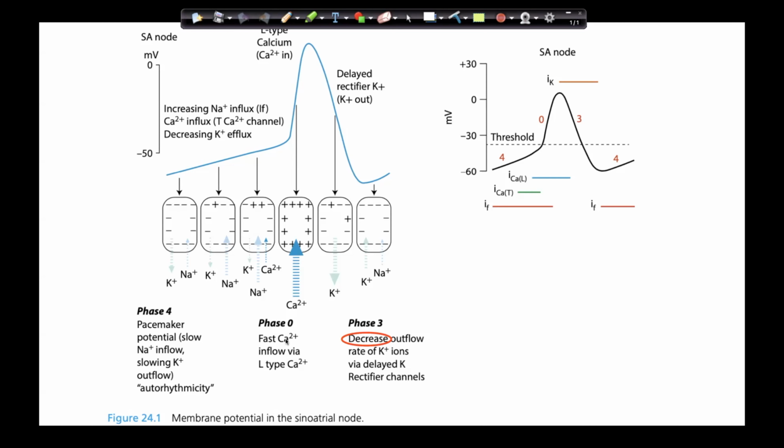Now, I just want to point out an error. This is an error in Power and Cam. If you see here, it says phase 3, decrease outflow rate of potassium ions via delayed potassium rectifier channels. This should be increase. There is an increase in outflow of potassium ions via delayed potassium rectifier channels. So just be aware there is an error in this description in Power and Cam. If you actually read the text, it will describe it correctly, but the summary here is incorrect.